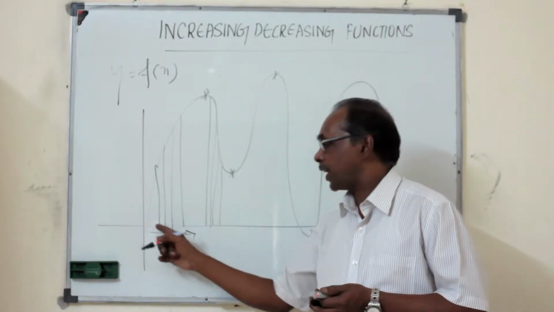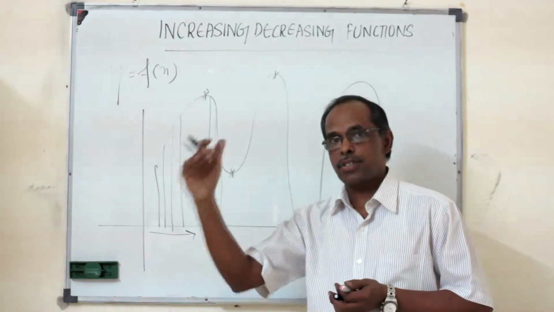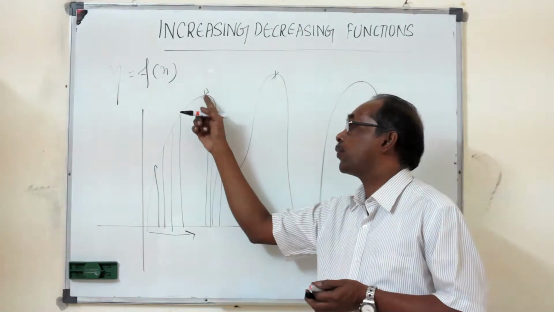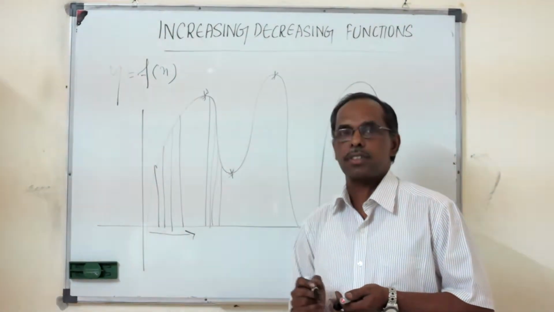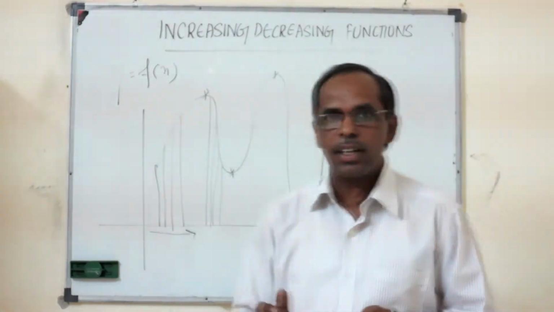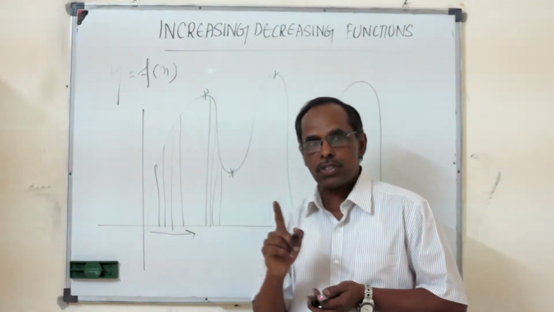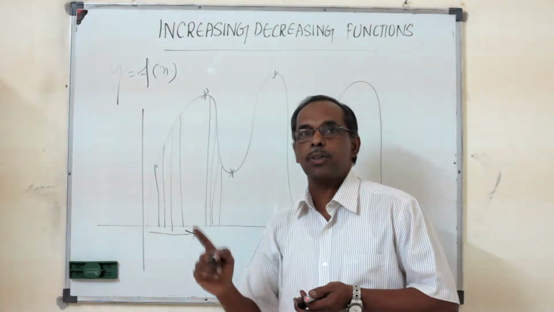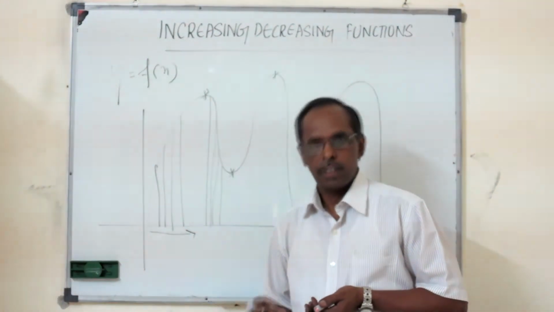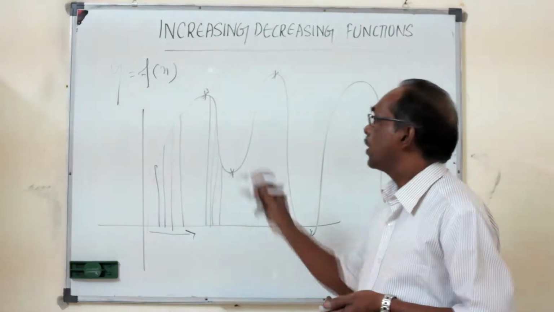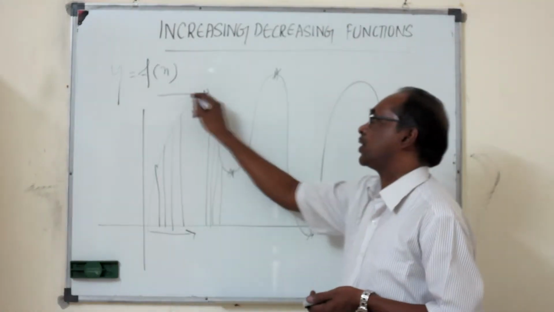So while the value of x is being increased, the y value is also increasing. After reaching a maximum value, the value of y starts decreasing even though you increase the value of x. So such points are called turning points. Turning points are the points at which the corresponding y value or the direction of y changes. Am I clear?